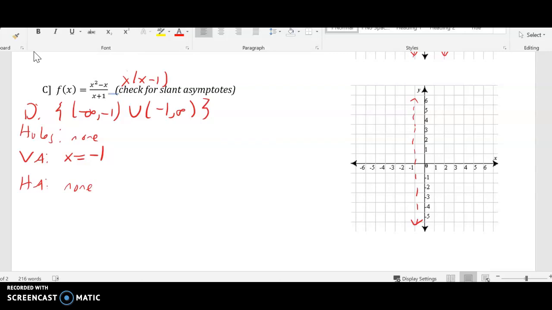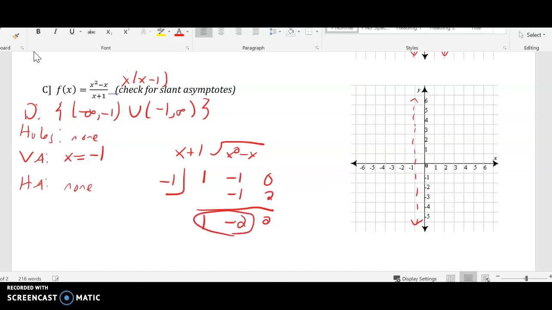So what we're going to do is long division or synthetic. You can do long division or synthetic division. It doesn't matter, whatever your preference is. I'm going to do synthetic. So I put negative 1 in the box. I do 1, negative 1, and 0. Bring down my 1. I multiply, add, multiply, add. So what am I left with? This is x minus 2. And that's going to be my slant asymptote. Y equals x minus 2.